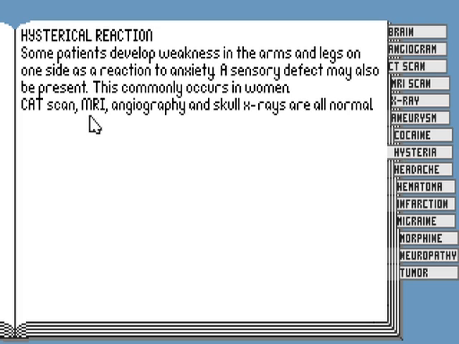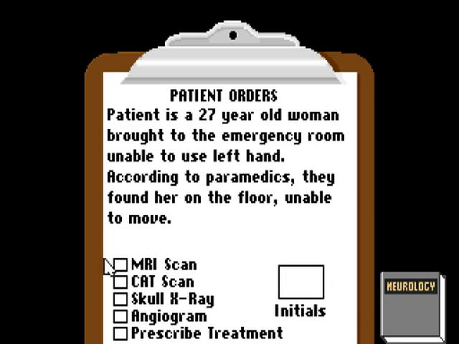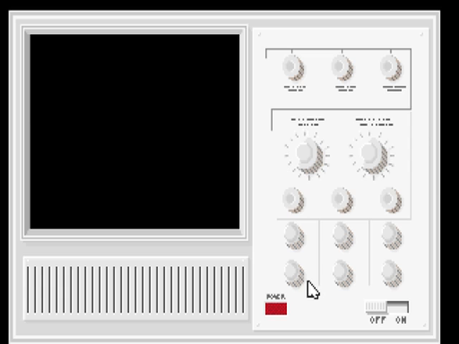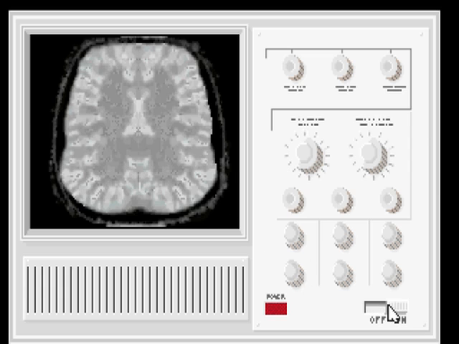Commonly occurs in women. I guess women can get quite hysterical at times. Let's see. Well, we're probably going to take a guess here. Let's check one of these out real quick. Really make sure. I mean, there's nothing. There's nothing there.